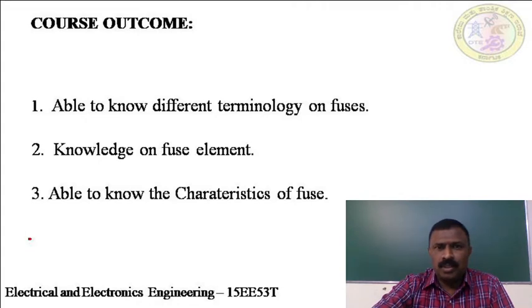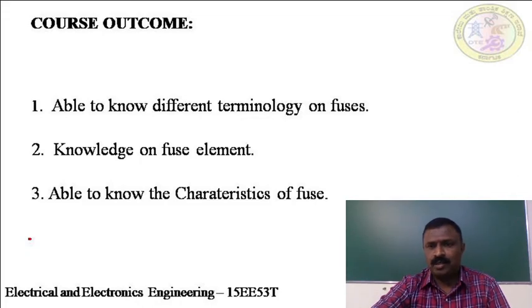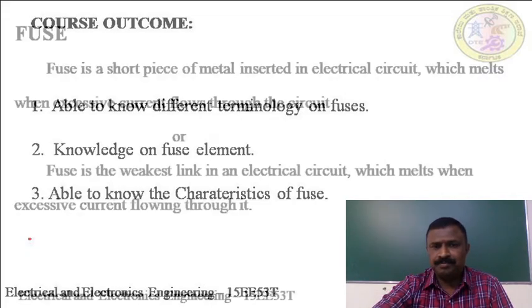So the course outcome is as follows. At the end of this session, the students are able to know the different terminology on fuses. Second course outcome is knowledge on fuse elements, that depends on the ratings and all. Third, the students are able to know the different characteristics of fuse or fuse element.